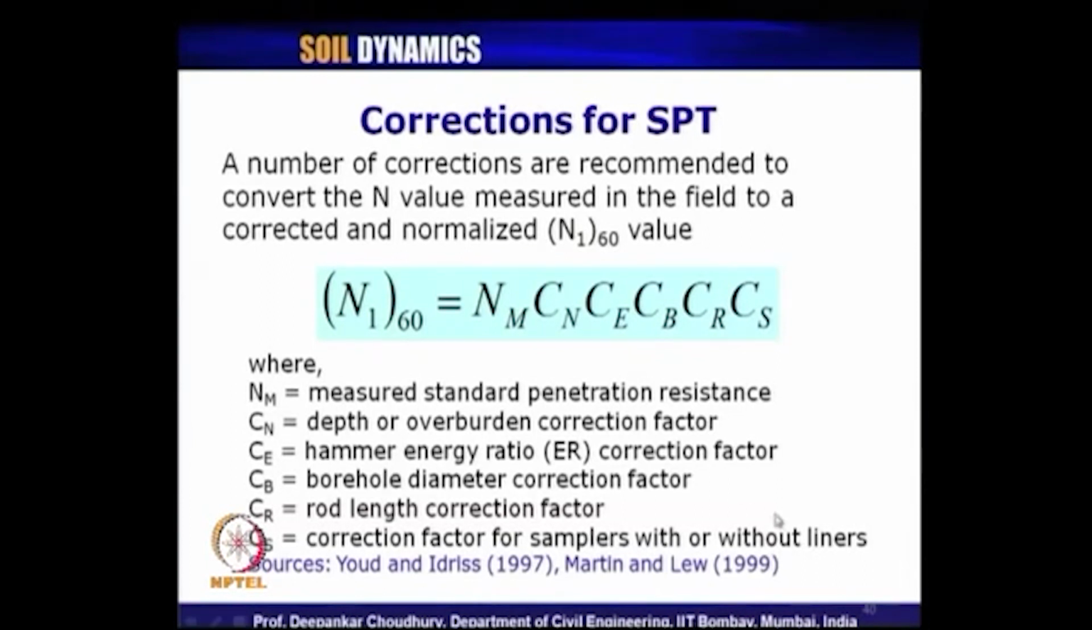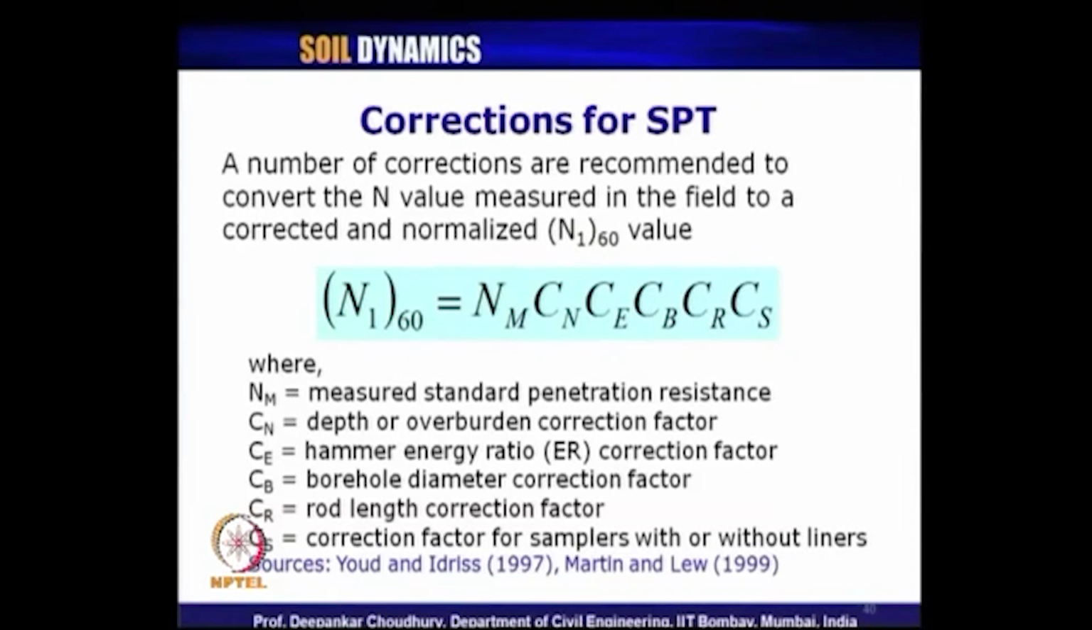Why is this Cb involved? The borehole diameter correction factor. The borehole in which you are driving your sampler tube to collect the soil sample, if it is a very wide, large diameter borehole, you will get some result. If it is very narrow, your sampler will not be very fortunate, or it will also experience the friction coming through the borehole sides. So, that is why the borehole diameter plays an important factor in measurement of the N value.